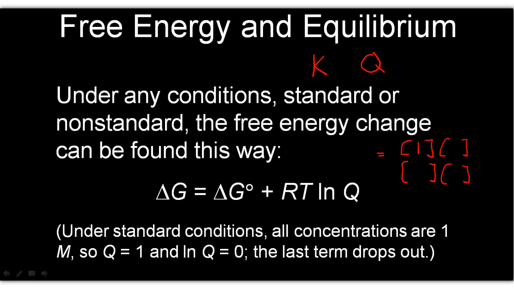So if all those values end up being 1 and 1 and 1 and 1, that's going to end up being the natural log of 1, which is 0, which means all of this is going to go away, and you're simply left with this expression. So the change is going to be equal to what it is at standard conditions, if everything was at standard conditions.